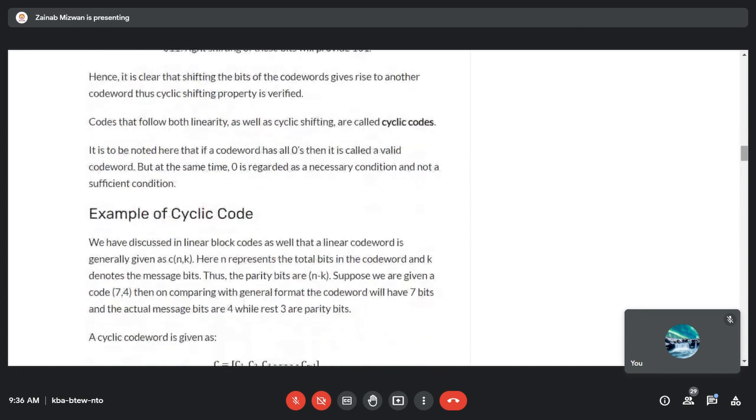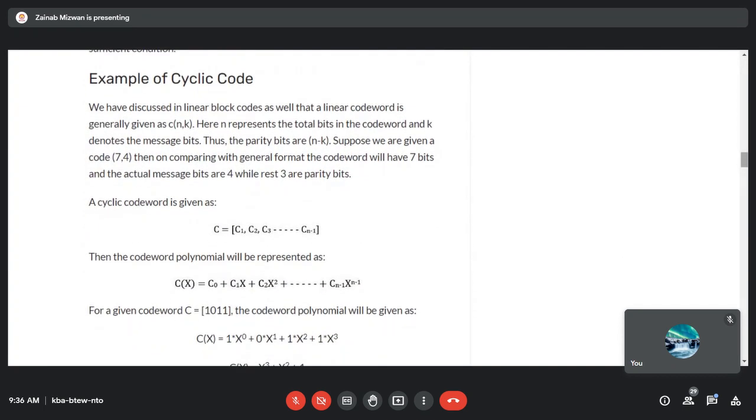Now coming to the example of cyclic code. As we have seen in the linear block code, the method used for generating the code word, for detecting the error, correcting the error, or finding out the syndrome and then correcting the bit, what method are we using over there? We are using the matrix method. Whether we have to multiply two matrices or add two matrices, the generator matrix is given to us, and using that generator matrix we are able to generate the code word.